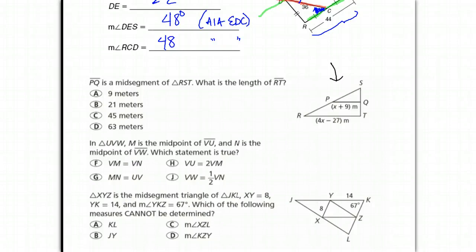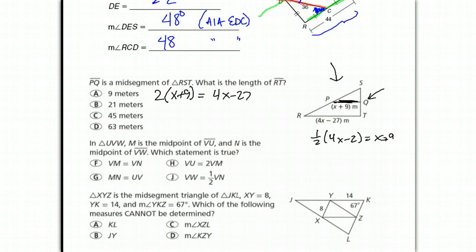Alright, so for this one here, it says PQ is a midsegment, so we know that PQ is half of RT, and we know it's parallel. But we're going to use our relationship about length here. If we double this PQ, we would get RT. So the first way you could solve it is to double PQ, which is x plus 9, and that gives you RT. The other way you could do it was to take half of 4x minus 27, the big one, and that will give you the small one. But it's probably easier to solve the first one.